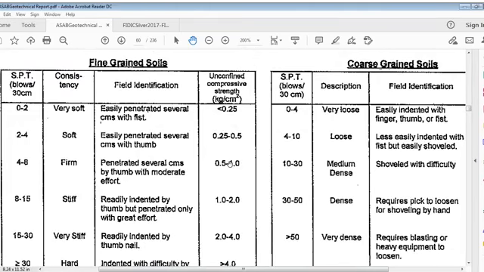Fine grained soils, and then loose sand you may say. Very fine sand, loose sand, dense sand. Alright, now we go to coarse grained soils.